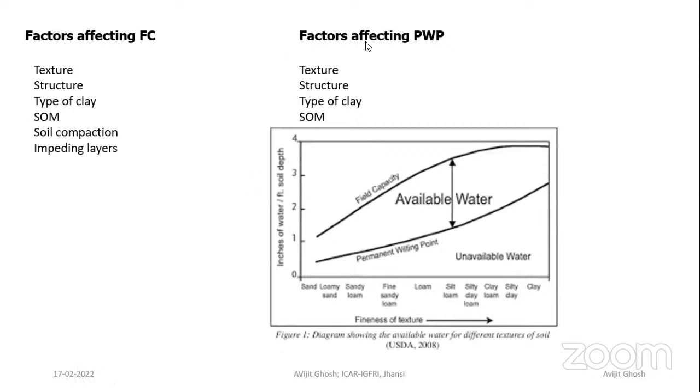And among that, for wilting point, the texture of the soil is also the most important parameter affecting the wilting coefficient of soil, that is permanent wilting point. For example, wilting coefficient increases with the fineness of the soil, that is clay soil has more wilting coefficient than sandy soil.